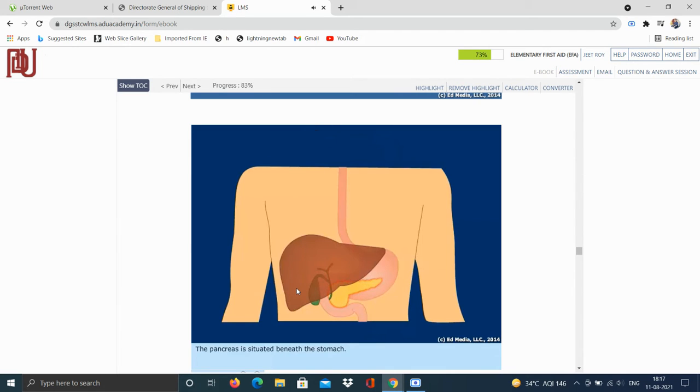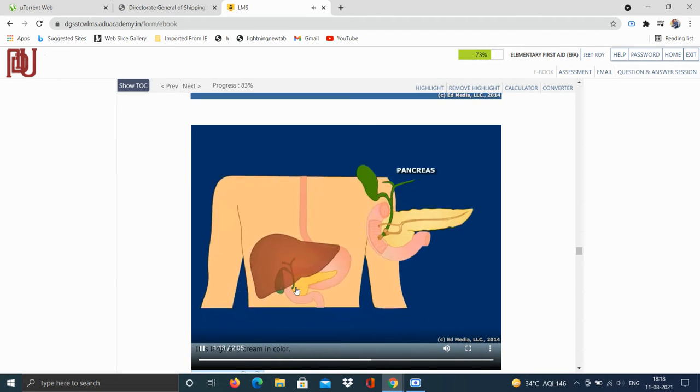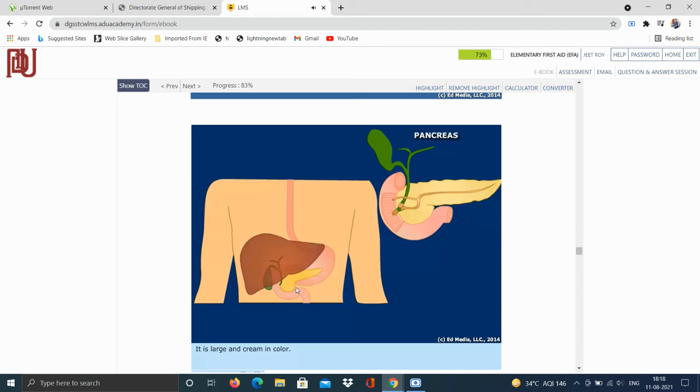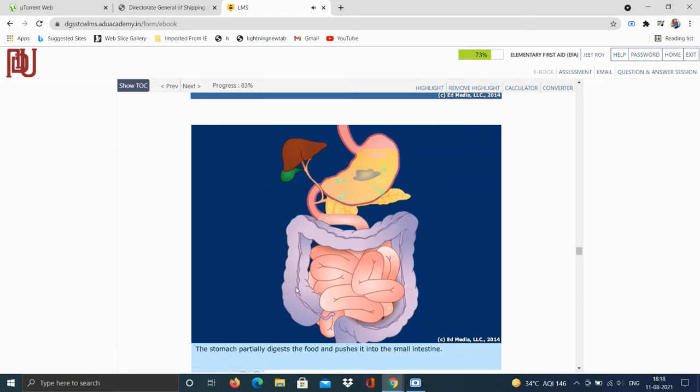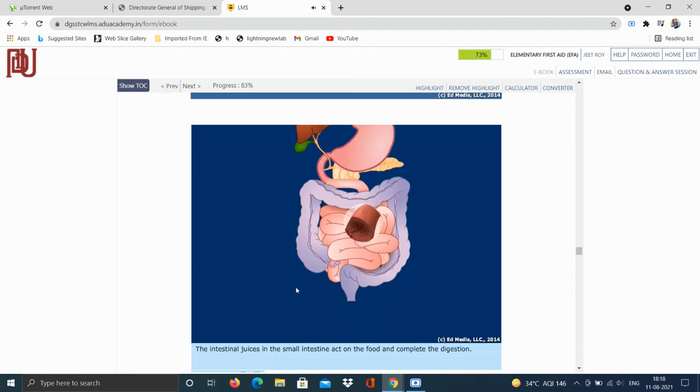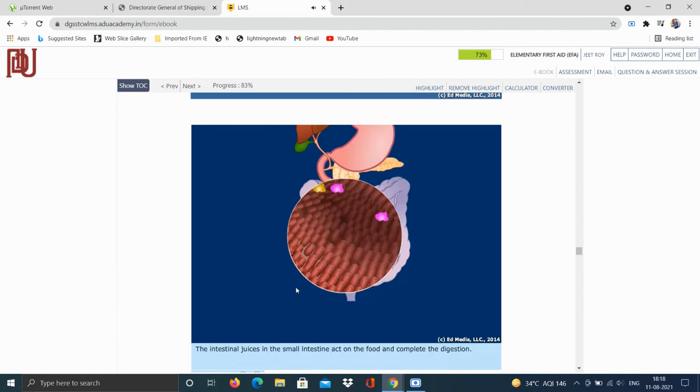The pancreas is situated beneath the stomach. It is large and cream in color. The juice secreted by the pancreas breaks down the complex carbohydrates, fats, and proteins into simpler components. The stomach partially digests the food and pushes it into the small intestine. The intestinal juices in the small intestine act on the food and complete the digestion.